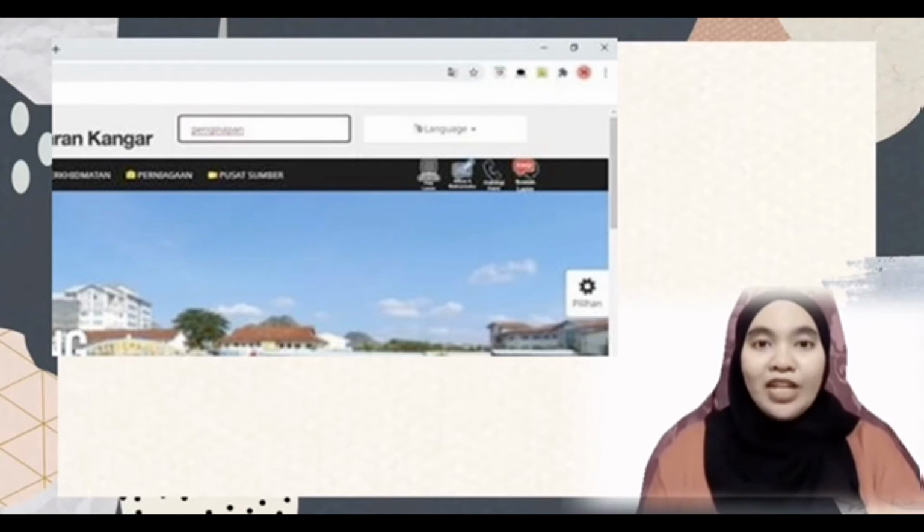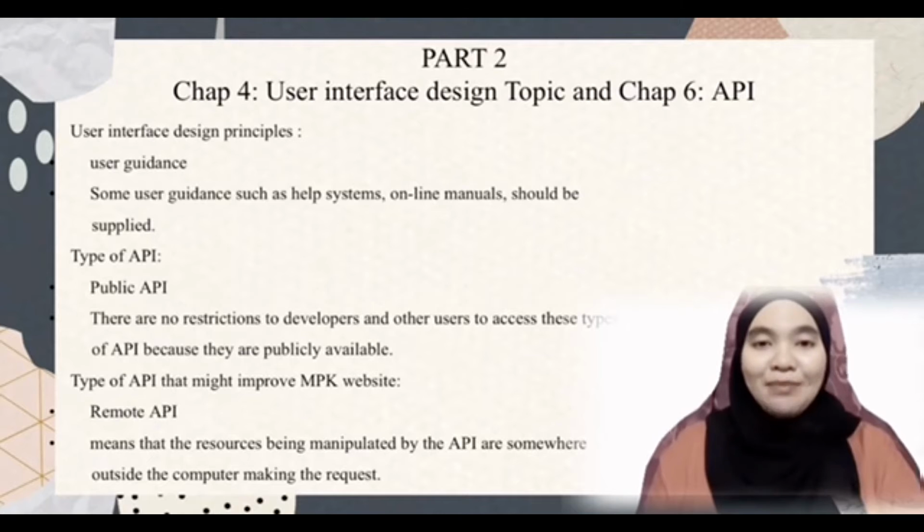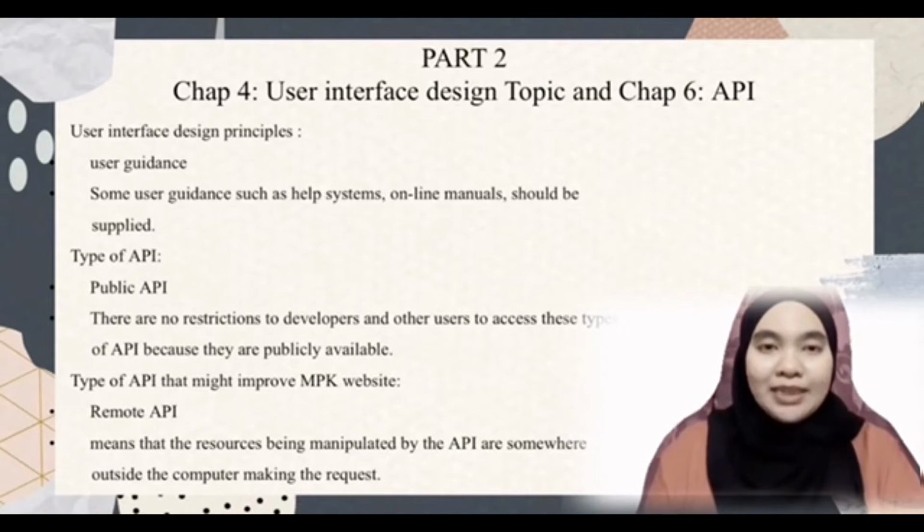The type of API that had been used in the MPK website is public API. There are no restrictions to developers and other users to access this type of API because it is publicly available. Public API is like an open resource where the user can create their own unique functionality by extending the originating resource. For example, when the user clicks Hubungi Kami on the interface of the MPK website, it will link the user to Google Maps. In addition, the MPK website also links the user to TBT Pay.